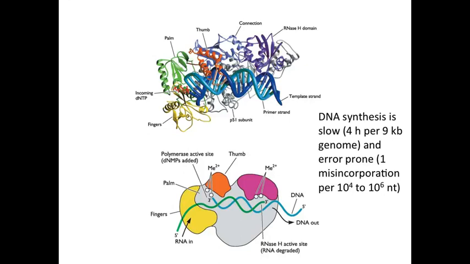So DNA synthesis by reverse transcriptases is typically very slow. 4 hours to replicate a 9 kilobase genome. It's a lot of time, 9,000 nucleotides, and it makes a lot of mistakes. It makes one misincorporation for every 10,000 to 1 million nucleotides polymerized. So about an error per genome per replication cycle. It's quite error prone, and it doesn't have a correction mechanism to take away the errors. So this is why, in part, retroviruses are quite variable.